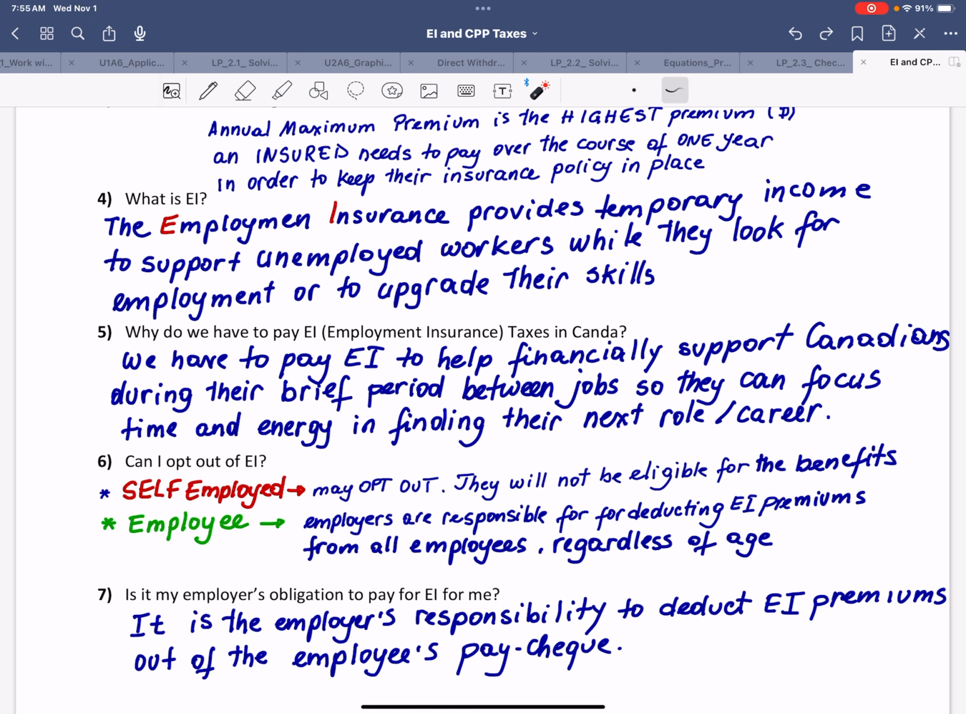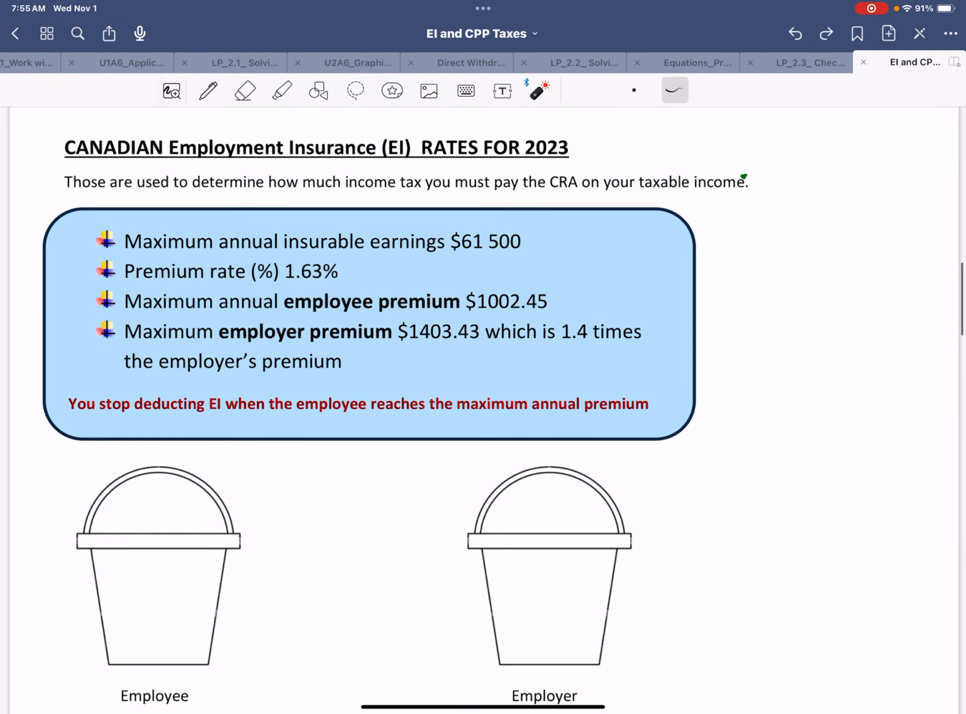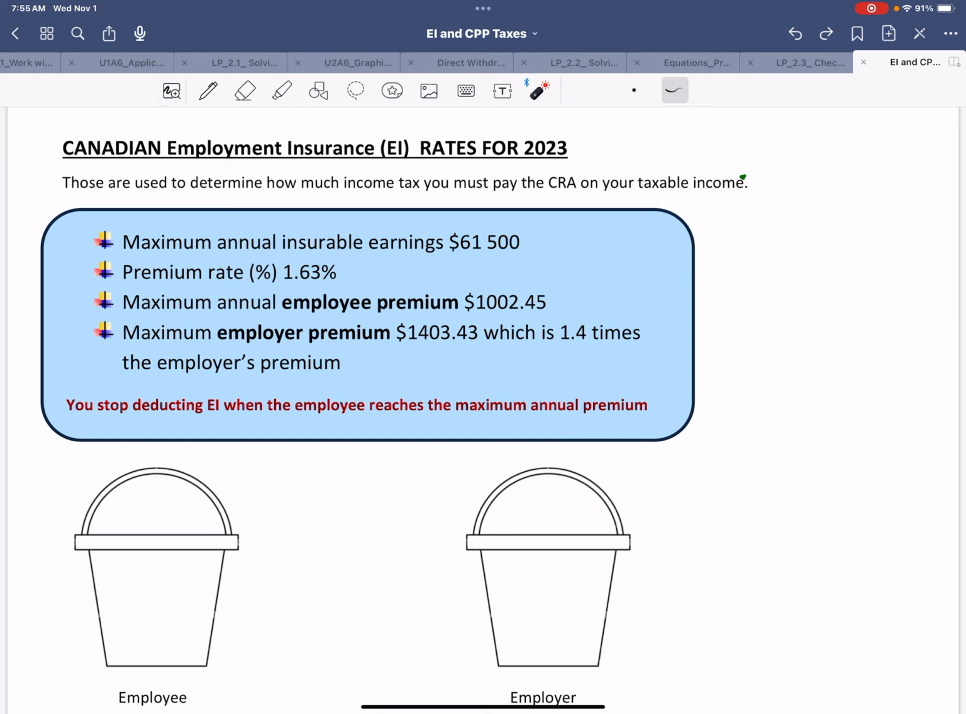Now, do both the employee and the employer pay for the insurance or EI? As a matter of fact, yes. And this is what we will be analyzing in the next part of the lesson. So, how does the Canadian employment insurance work? Well, there is a certain rate that is set by the Government of Canada for employment insurance, and this changes year after year to reflect the inflation rates.